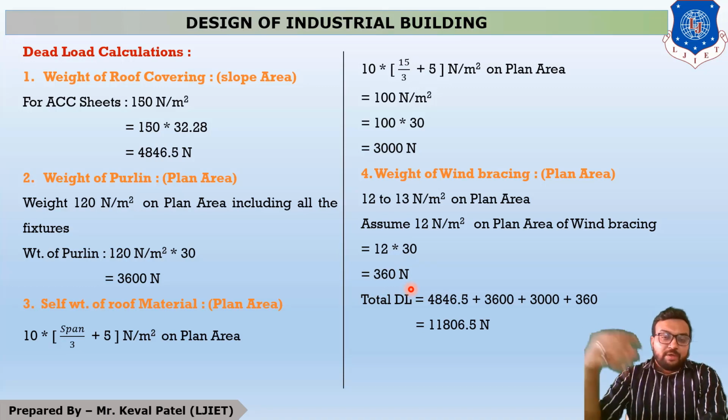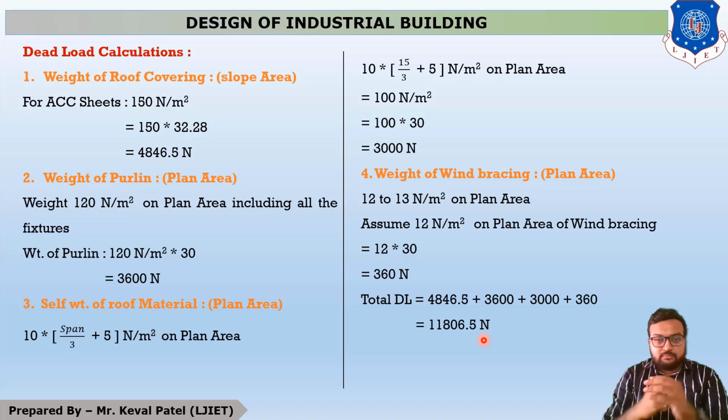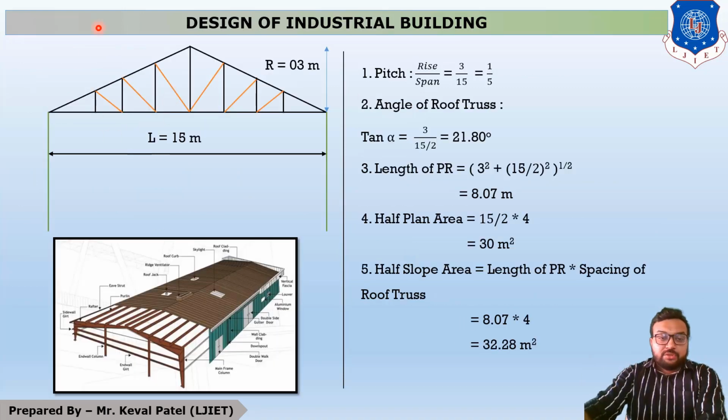Now, what is the total dead load? The total dead load is the summation of all these four values. So the summation of all these four values will be 11,806.5 Newton. Okay. Now this dead load is acting on the half portion. So we have to distribute this 11,000 to these panel points.